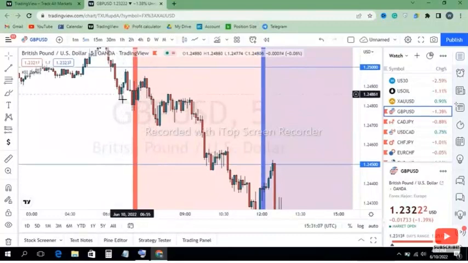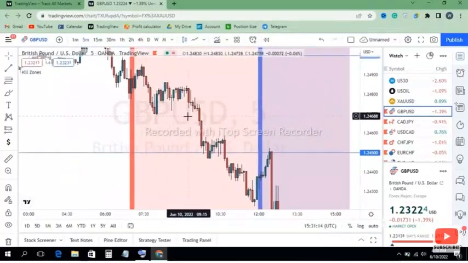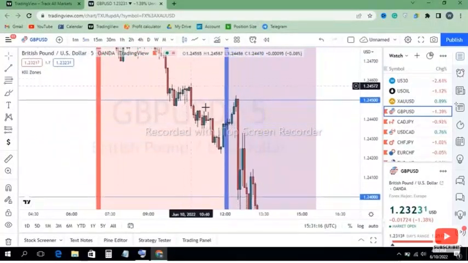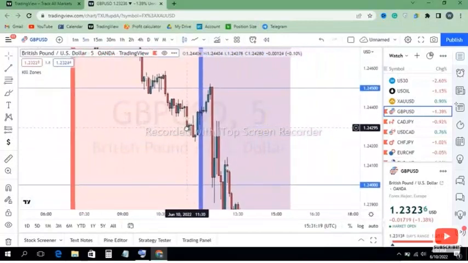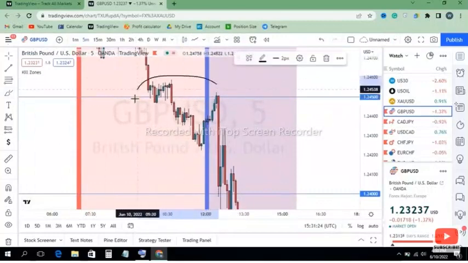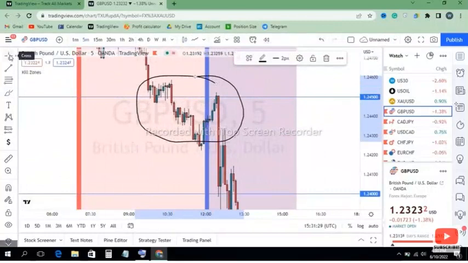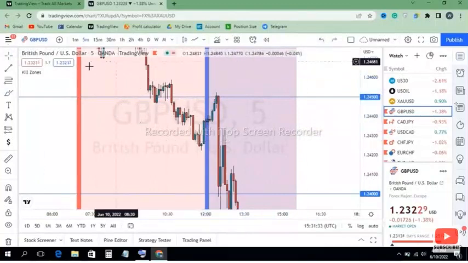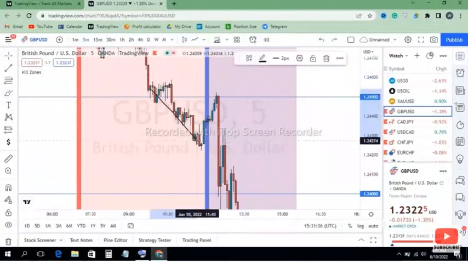So upon seeing this, we waited till the New York session, and what can we see playing out around this area? I'm going to explain to you. You can see the market did something here. Market broke out of this psychological area and came back to test it. Market came back to test this psychological area, which is 1.24500. Then after touching that psychological area, market dipped all the way down.